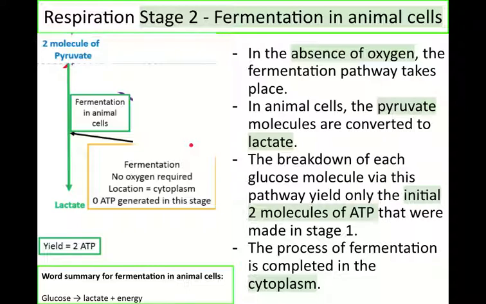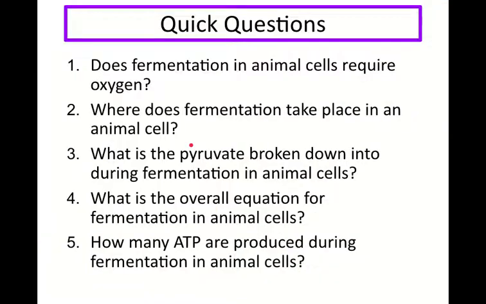Finally, you need to know the word summary for fermentation in animal cells, down on the bottom left. We still start with glucose, like all types of respiration, but this time there's no oxygen, so we don't add it here. Be careful with that. So glucose instead is broken down, and we show this by an arrow, into lactate and energy. Now let's try some quick questions on stage 2 of fermentation in animal cells. Pause the video here again, try not to look back, answer the questions by either saying them out loud or writing them down, and when you're ready, play the video to get your answers.